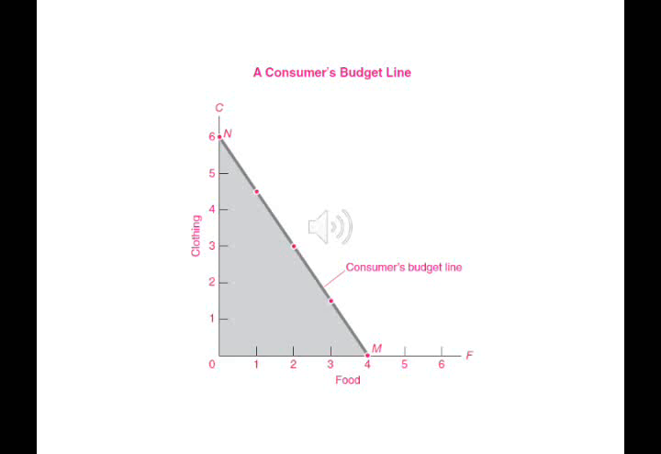Now we have the 2 ingredients separately. We have the slope of the indifference curve, and we have an expression for it. We have the slope of the budget line, and we have an expression for it. Now, in order to reach the consumer equilibrium, we need to put these 2 ingredients together, as we will see in the next slide.